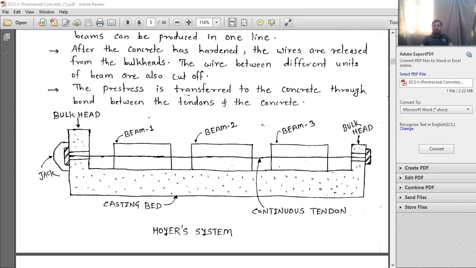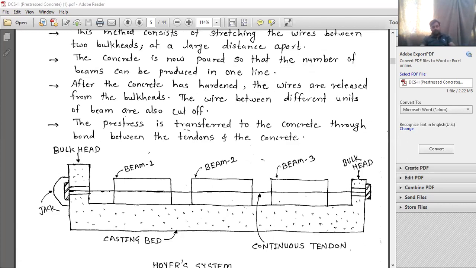Okay, so this is the assembly of that. This is called the casting bed. These are the bulkheads. This is beam 1, 2, 3. This is the continuous tendon, and one tendon is passed through all the beams. So I have shown here one tendon. A number of tendons will be there, which are passed through all the beams. Single means same tendon. The word is same tendon.